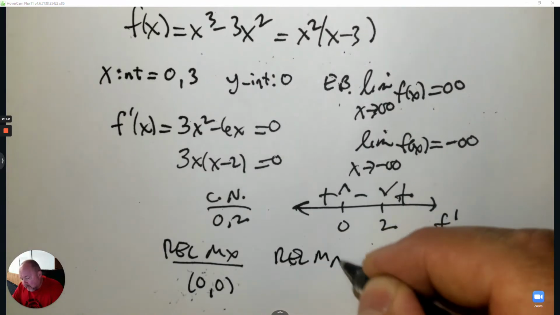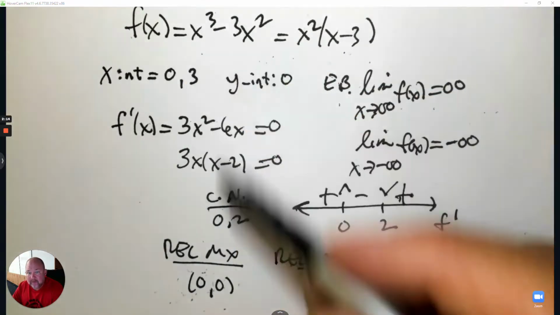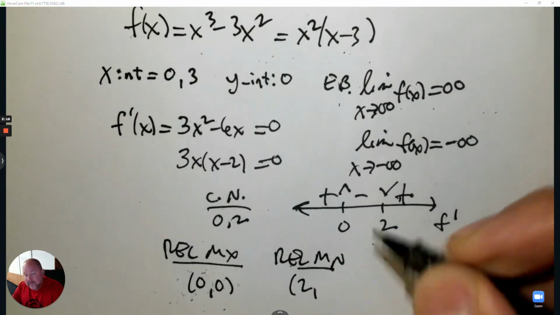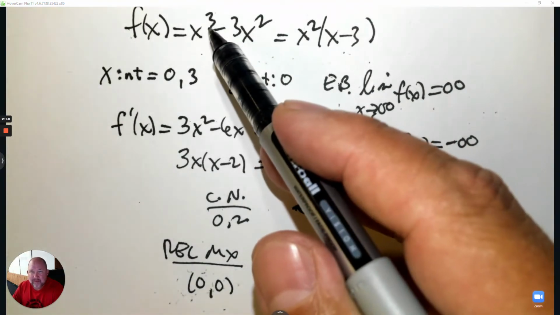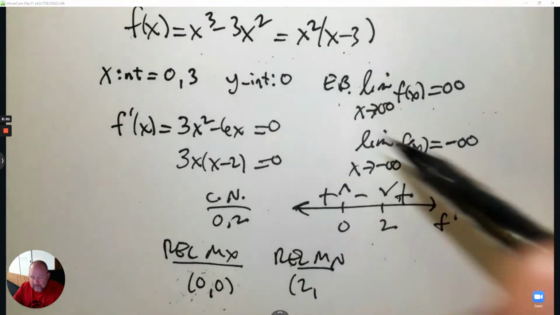To find the y-coordinate, we just plug back in. So if I plug in 0, the answer is 0. If I plug in 2, 2 cubed is 8, 2 squared, 4 times, that's -4.